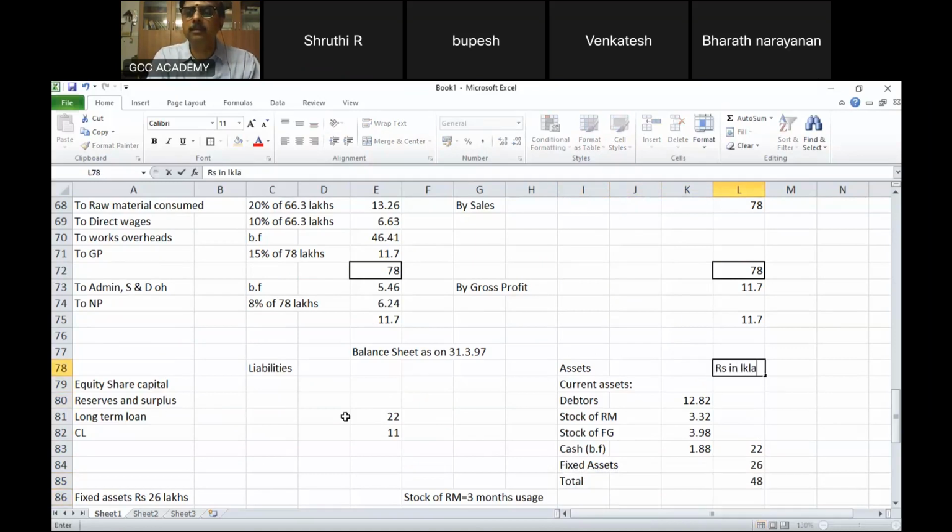Let me repeat. We know that fixed assets is 26 lakhs, current assets is 22 lakhs, so total 48 lakhs. Here, total liabilities say 48 lakhs. Current liability 11 lakhs, long-term loan 22, that is 33 lakhs together. So reserves and surplus and equity, how much is the rest? 15 lakhs. Very good. 15 lakhs put together.